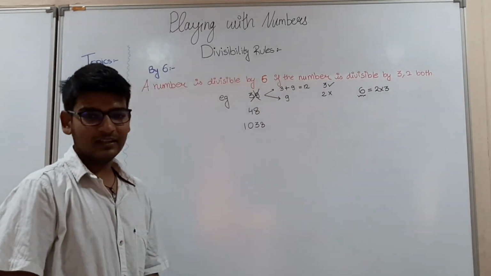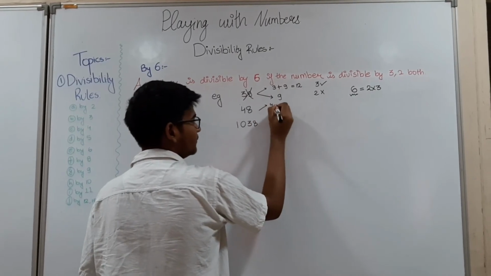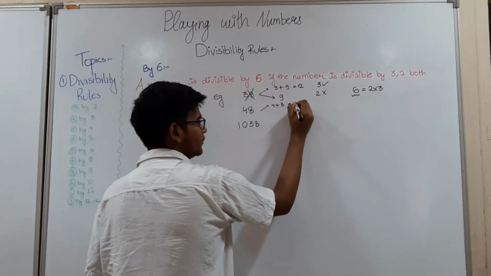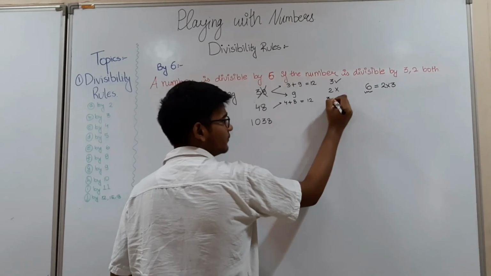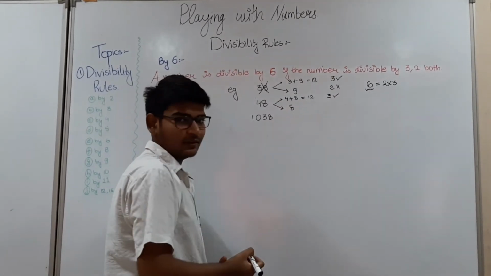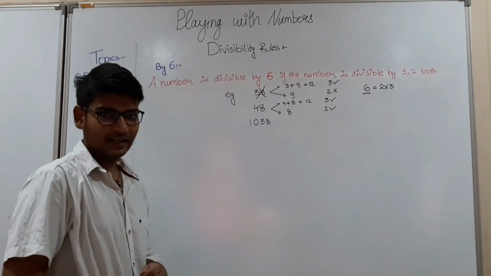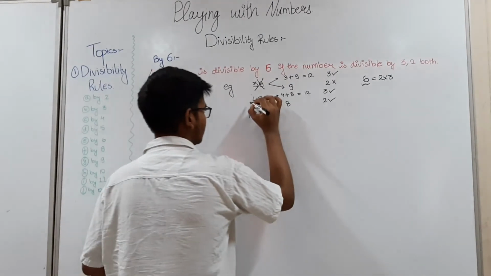Now let us take the example of 48. Here the sum of digits 4 plus 8 is equal to 12. So it is divisible by 3. And since the unit digit is 8, it is also divisible by 2. So the number 48 is divisible by 6.